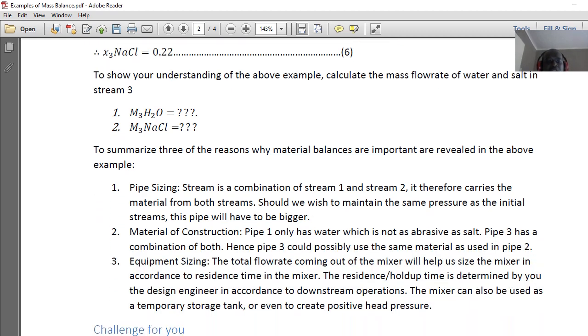And then to summarize, three of the reasons why material balances are important are revealed in the above example. And probably all of them are revealed in the above example. For example, OPEX and CAPEX, it is revealed there. The size of your vessel will add to the cost. It will add to the equipment cost. That is the capital expenditure. And then your operating expenditure is sometimes calculated as a fraction of the capital expenditure.